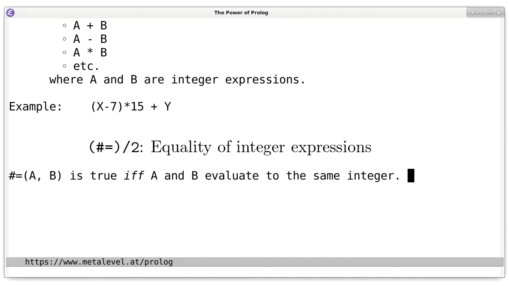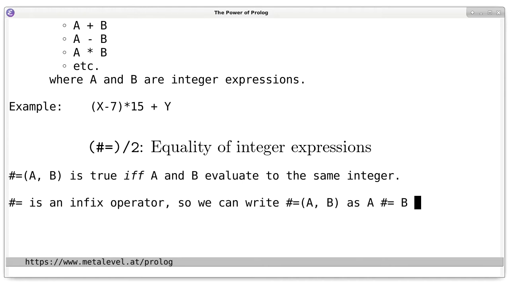For example, the predicate #= denotes equality of integer expressions, and #=(A, B) holds if and only if its arguments evaluate to the same integer. And since #= is an infix operator, we can write #=(A, B) equivalently as A #= B. These are simply notational variants of exactly the same term. #=(A, B) is a term in functional notation, and A #= B is the same term in operator notation.